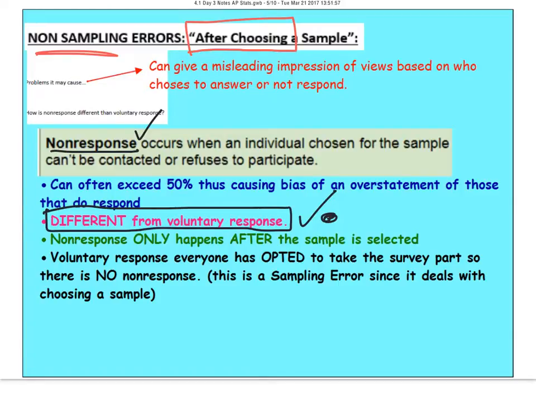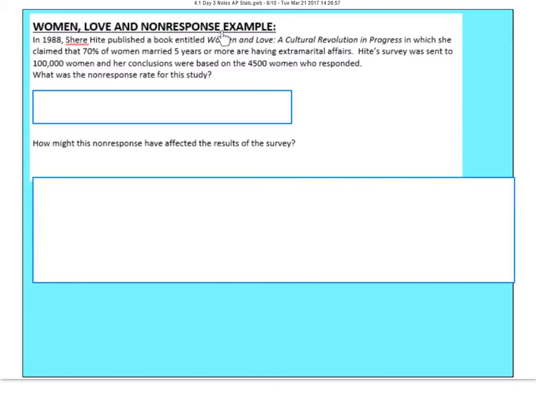Again, the other type of error we had talked about was the voluntary response. Voluntary response was another bad method of sampling. This is where everyone has opted to take the survey. There's an online question. People go online and answer it. There really can't be any non-response in a voluntary response because the people come to the survey itself. And voluntary response actually deals with how you choose your sample, not after you've chosen your sample and carry it out. Let's look at this Women in Love and non-response example.